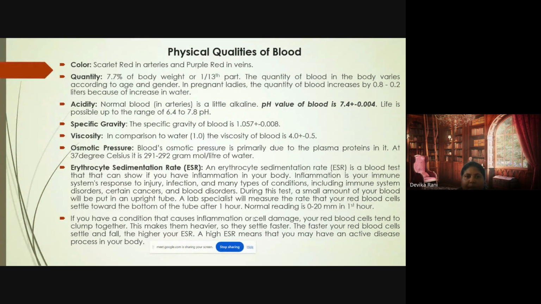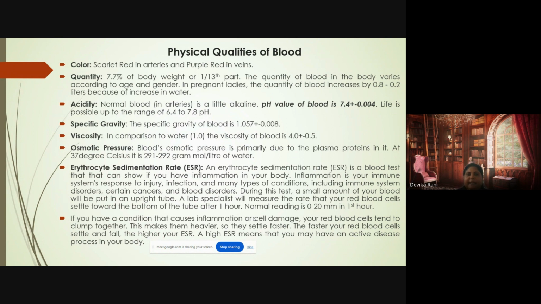Now, blood's osmotic pressure is primarily due to the plasma proteins in it. Remember, we studied about albumin and all. Those plasma proteins, albumin, globulin, and fibrinogen, help maintain the osmotic pressure in blood. At 37 degrees Celsius, it is 291 to 292 milliosmoles per liter of water.